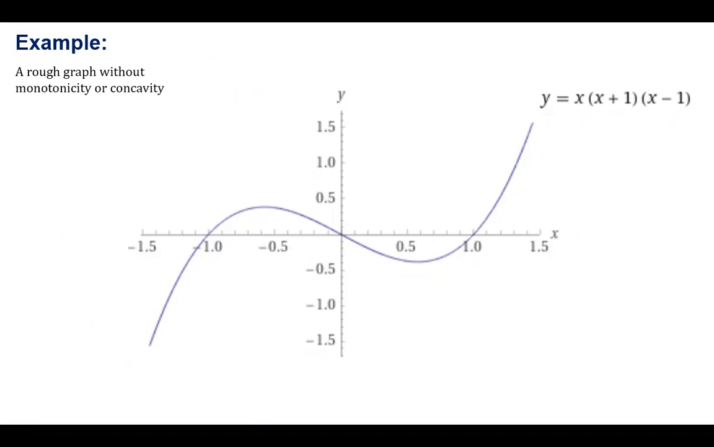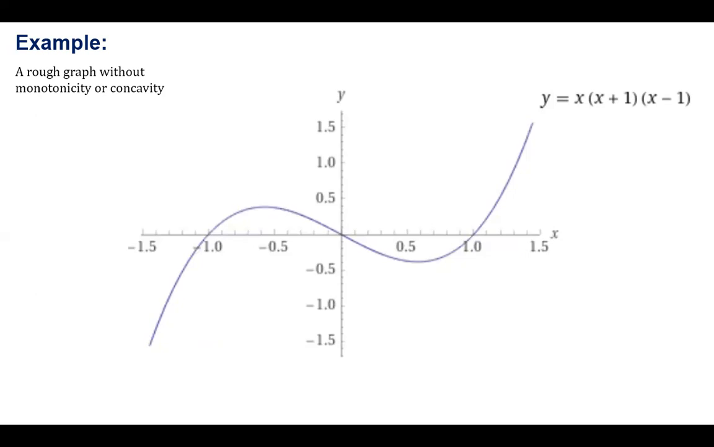That means we haven't labeled any interval in which the function is increasing or decreasing, nor have we labeled any intervals where this function is concave up or concave down, right? This is just a rough graph of this function, right? And after that, we can analyze and label the monotonicity and concavity. So in order to find the increasing and decreasing intervals, we need to analyze the first derivative, right?